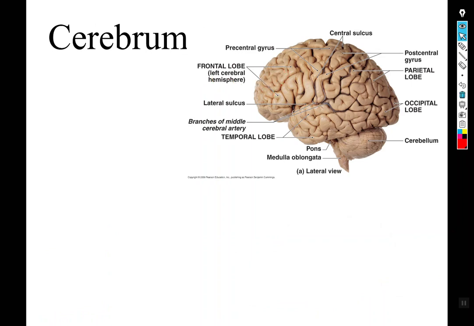Okay, so the cerebrum. Let me outline it for you. So this is the cerebrum. And then let me outline also the lobes. So we have the frontal lobe, and then we have the temporal lobe, the parietal lobe, and the occipital lobe. So that's how it's divided up. And you have two of each of these, one in each cerebral hemisphere.